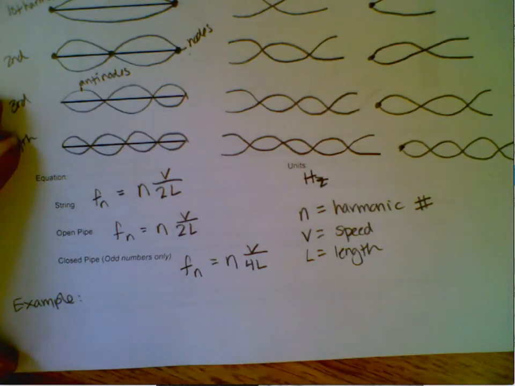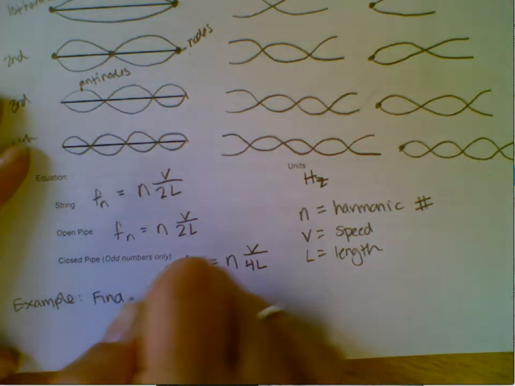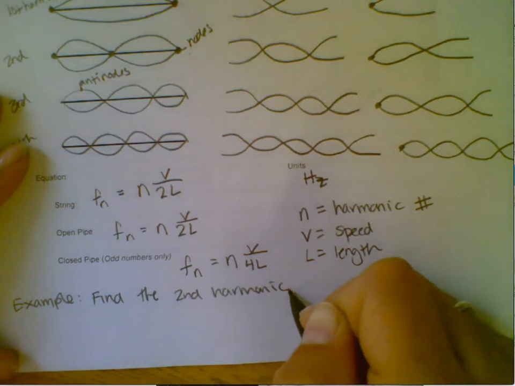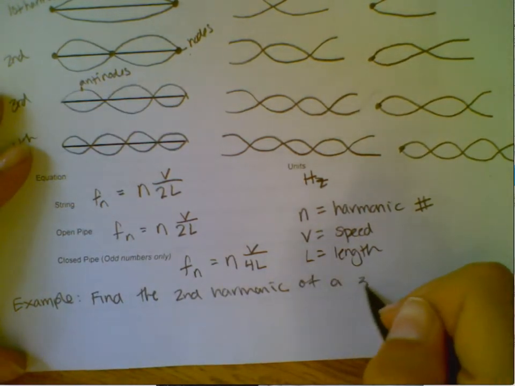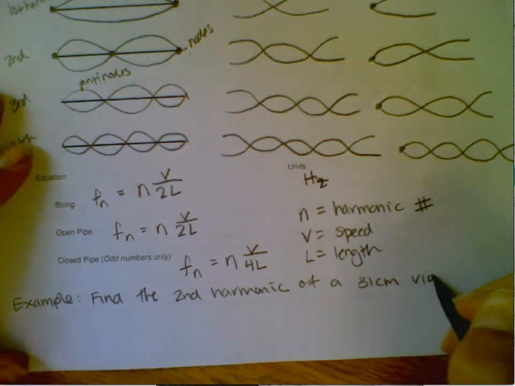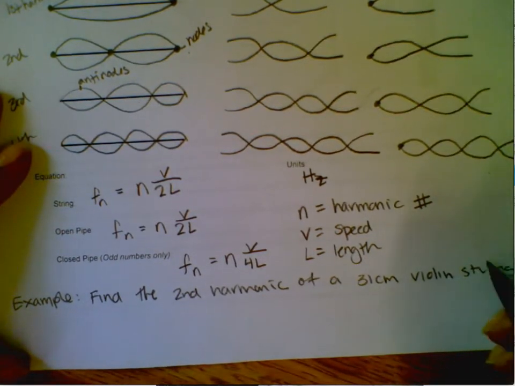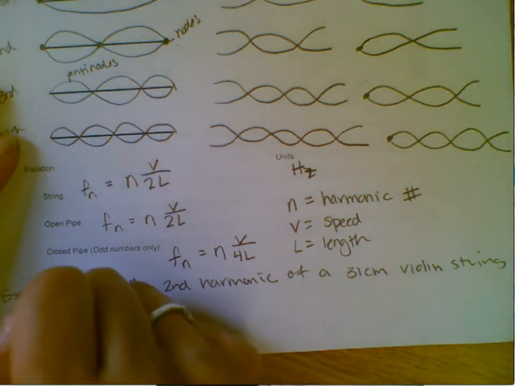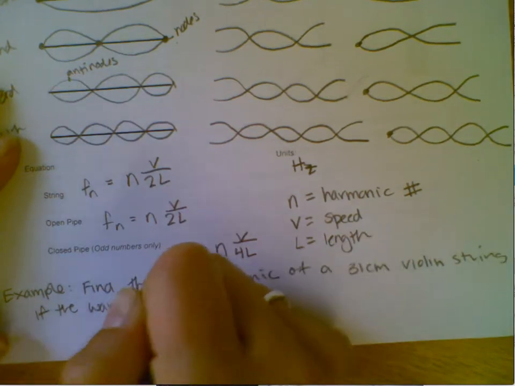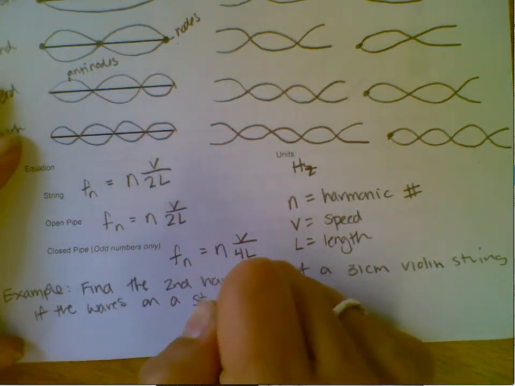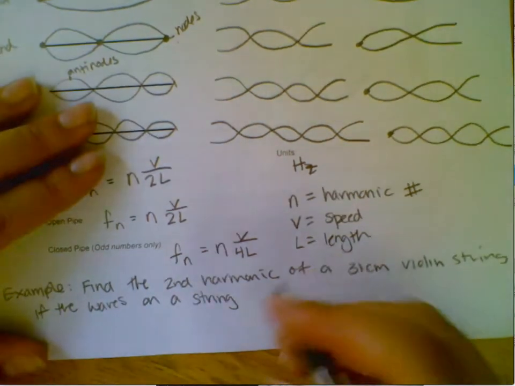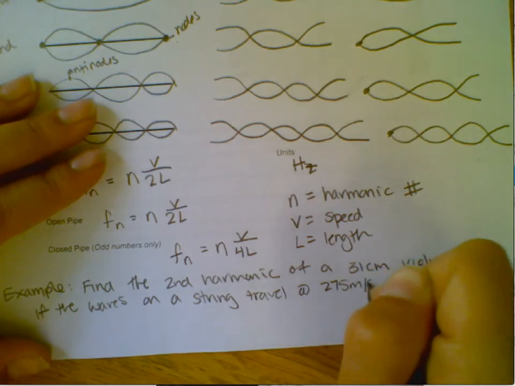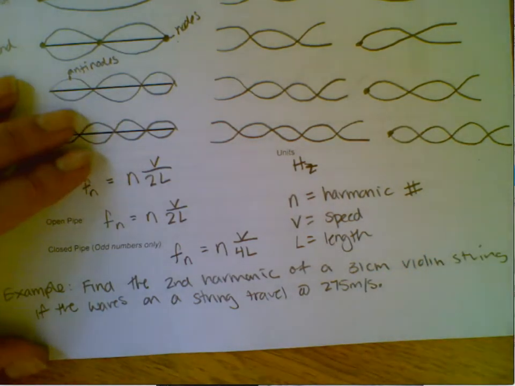So add this to your notes. I'm going to say: find the second harmonic of a 31 centimeter violin string, if the waves on a string travel at 275 meters per second, and that's it.